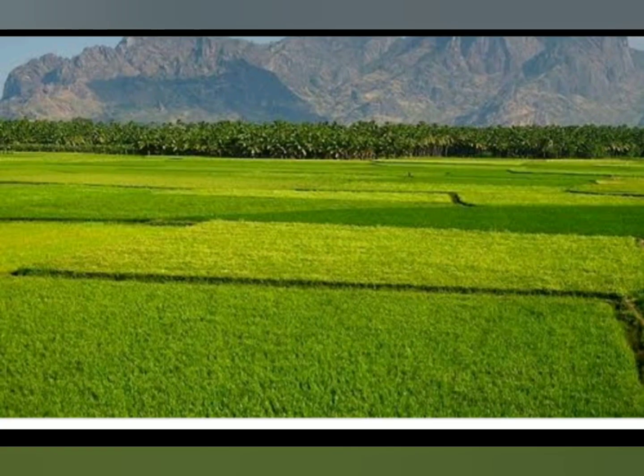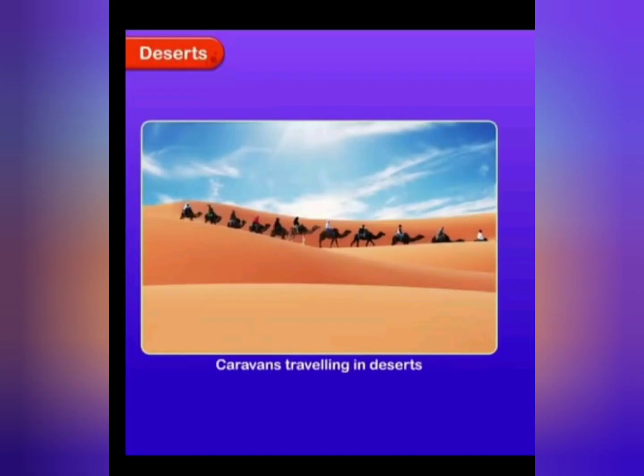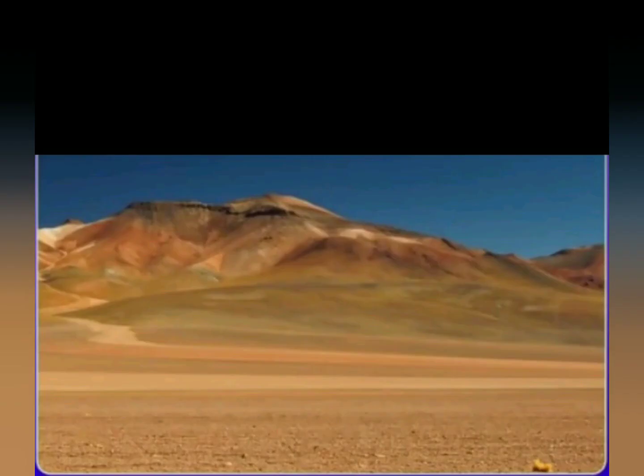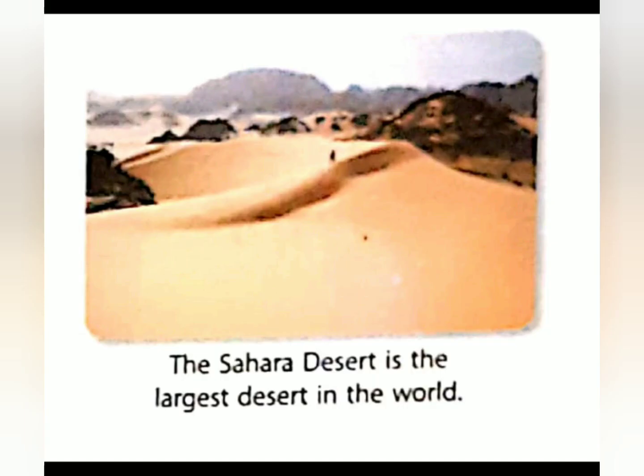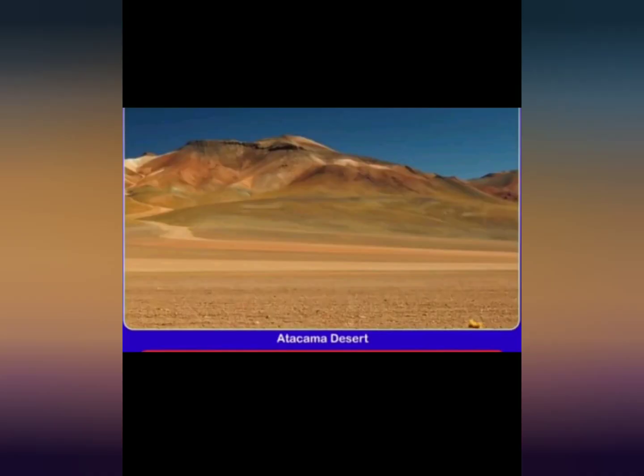Okay, so next is deserts. Deserts are land areas that receive very little rainfall. These areas have a very dry climate. You all have heard of deserts. Thar Desert, Sahara Desert, no? And Sahara is the largest desert in the world. Okay, then Kalahari Desert, Great Victoria Desert in Australia, Arabian Desert in Asia, Atacama, so many deserts are there.